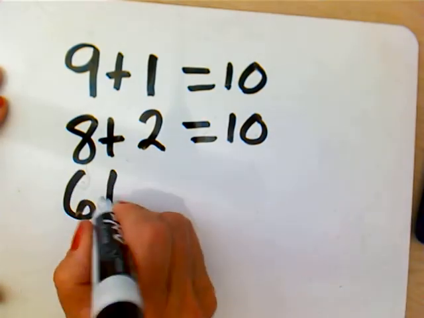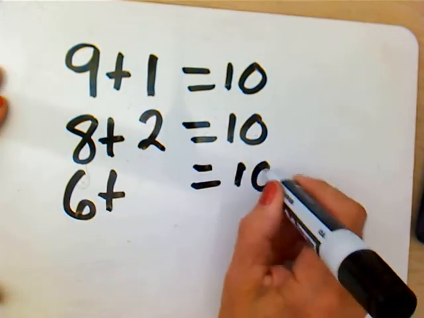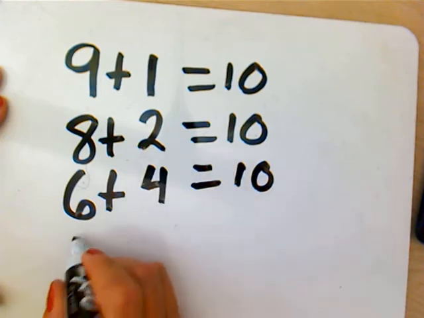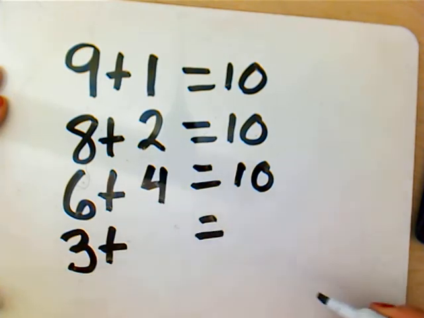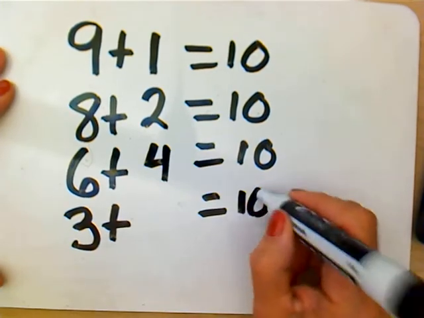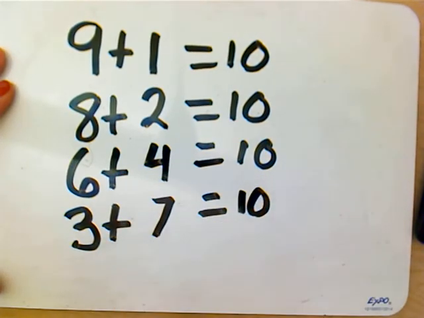Okay, I'm going to trick you. What if I said 6? Did you say 4? What if I said 3? Would you know what to do? What would I add to 3 to get 10? Did you say 7? I hope so.